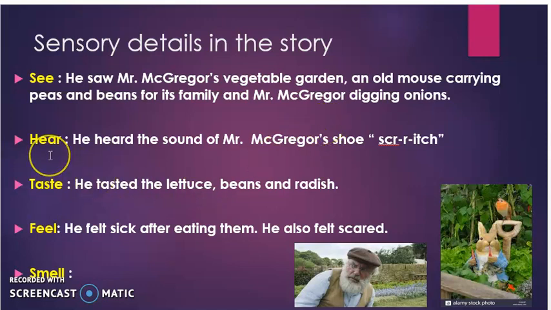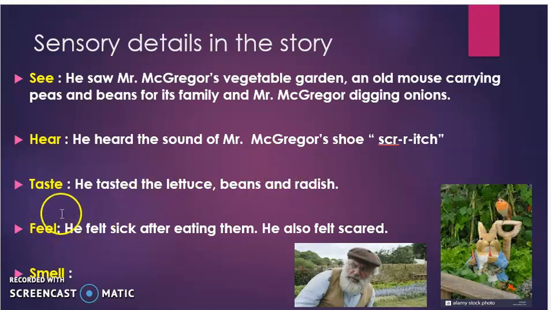The second one is, what did Peter Rabbit hear? So you need to write what did he hear. So we know that he heard the sound of Mr. McGregor's shoes, right? When Mr. McGregor was looking for him, he heard the sound of his shoes.